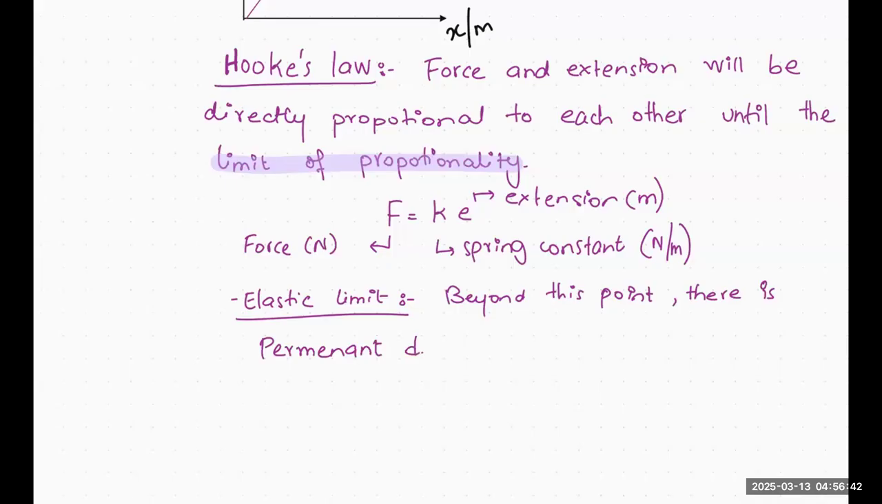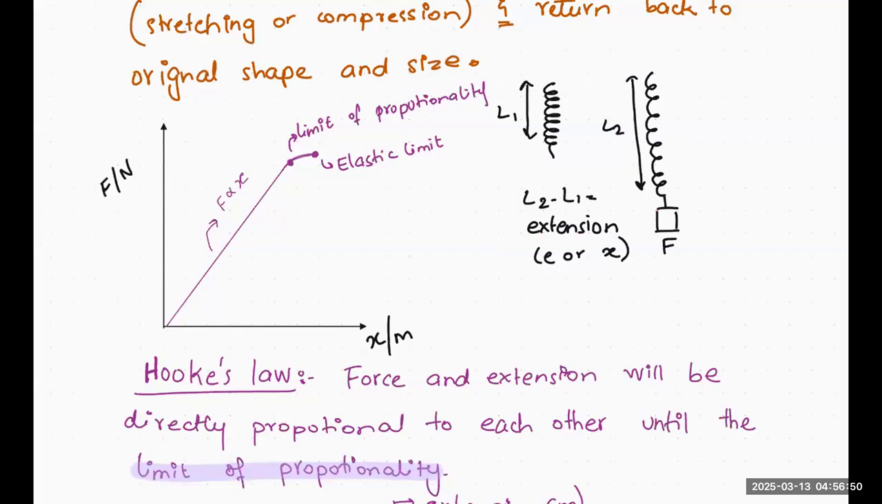Right? So basically, up till the elastic limit, it's still going to have an elastic nature. Up to the limit of proportionality, force and extension will be directly proportional. What does directly proportional mean? That if the force doubles, the extension will also double. If the force triples, the extension will also triple.